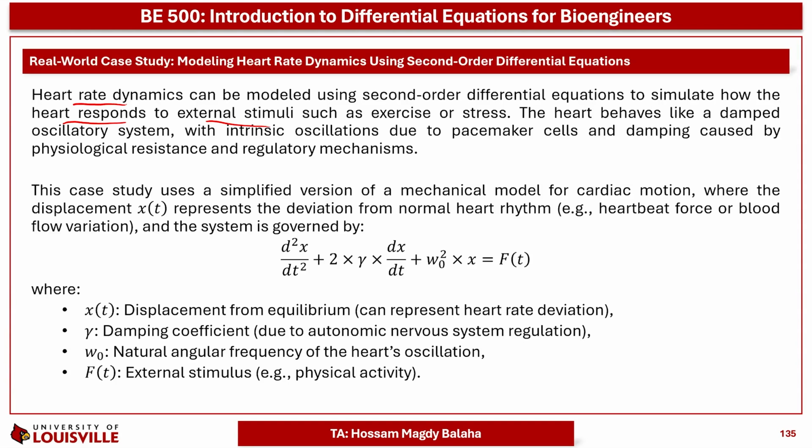Here, in this case study, we use a simplified version of a mechanical model for cardiac motion, where the displacement x of t represents the deviation from normal heart rhythm, such as heartbeat force or blood flow variation, and the system follows this equation that we saw in the oscillator behavior, where x of t is the displacement, gamma is the damping coefficient, omega naught is the natural angular frequency, and f of t is the external stimulus.